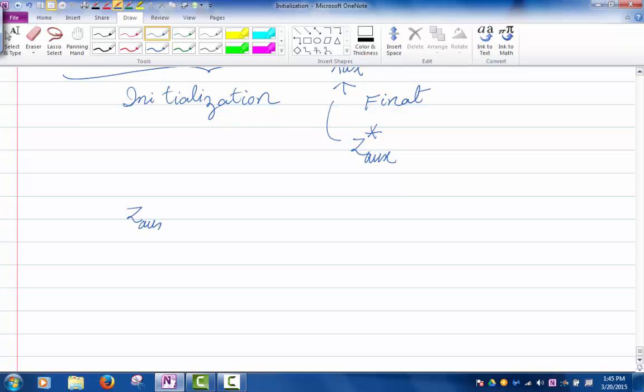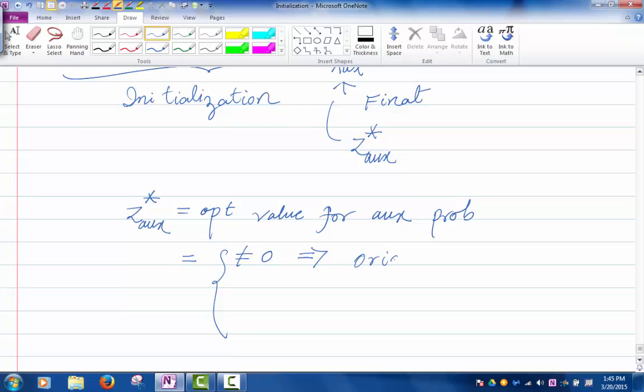Now, what are you going to conclude based on that? And how are you going to make your decision based on that? There are two possibilities, right? One, it is not 0. If it is not 0, then I conclude the original problem is feasible or infeasible? Infeasible.